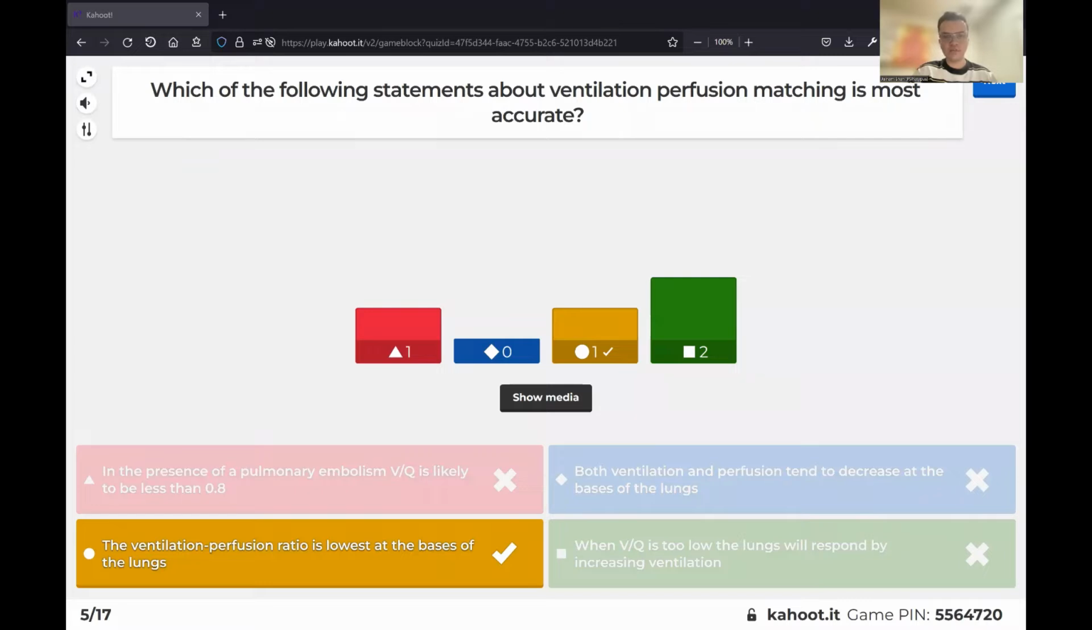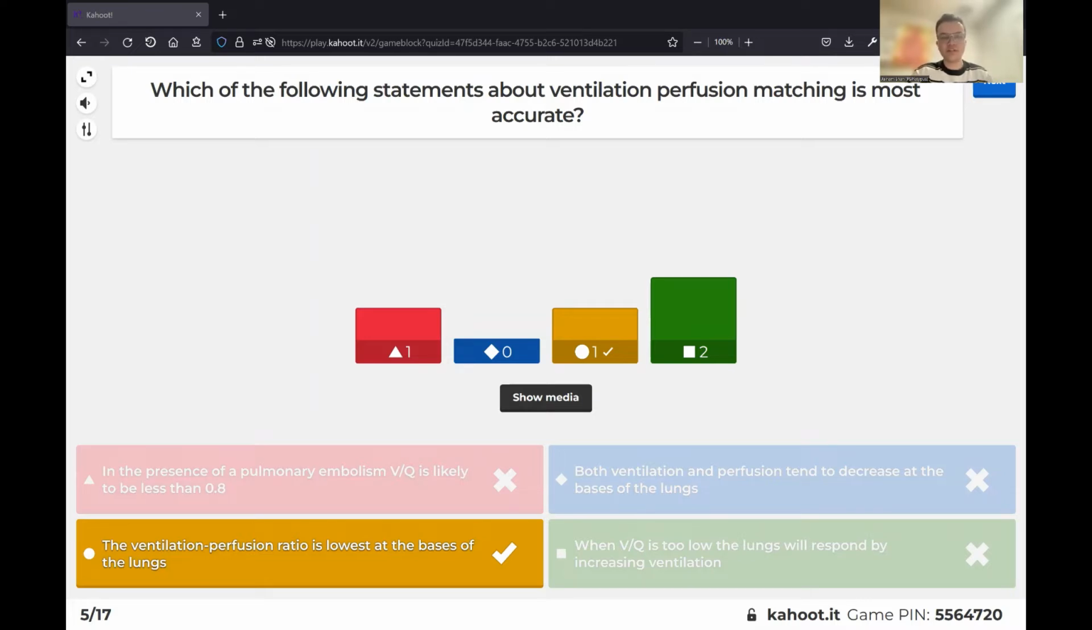For yellow, the difference here is, and this is the part that confused me quite a bit when I was in your shoes, VQ is generally the lowest at the base of the lungs. I would have talked about the reasons why that's the case in our lecture, but it's also closer to the optimal 0.8 value that the lungs prefer to work with. So that's the distinction to make.